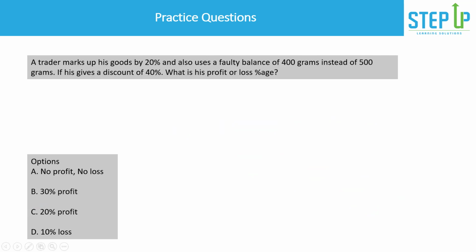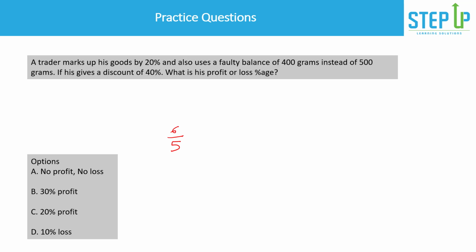Okay, next, a trader marks up his goods by 20%, also uses a faulty balance of 400 grams instead of 500 grams. If he gives a discount of 40%, what is his profit or loss percentage? That means three things are happening. First, he says he marks up his goods by 20%. So how will I represent 20%? I will say this is 6 by 5.